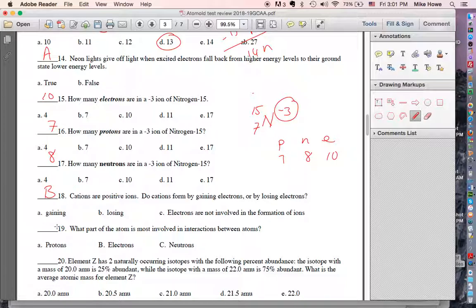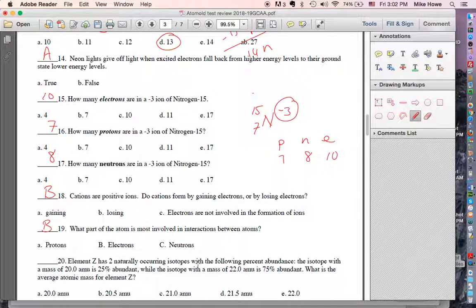Okay, the part of the atom that's most involved in the interactions, would that be what's on the inside or on the outside? So probably what's on the outside, because that's where you're going to bump into somebody. It's the outside of your body that hits them, not the inside of your body. So the part most involved is what's on the outside. But what's on the outside? Well, it's electrons.